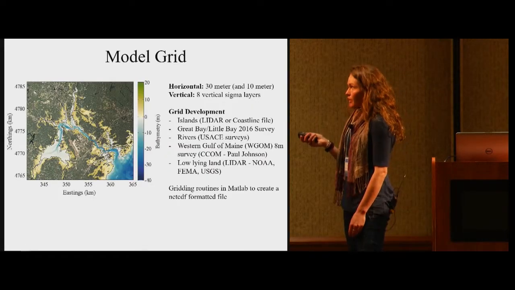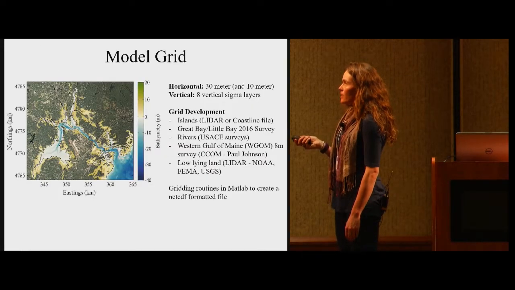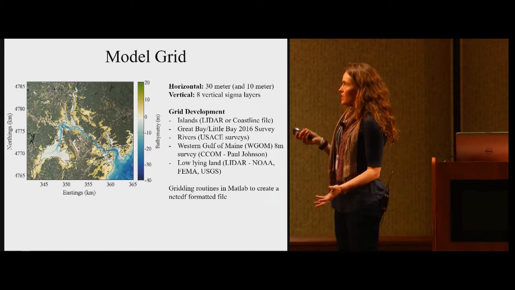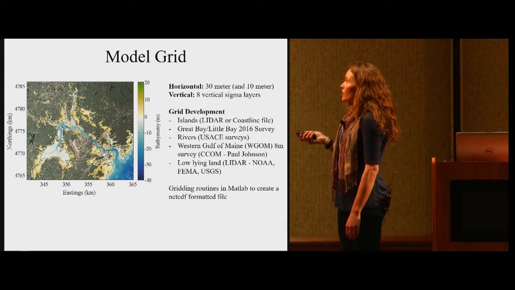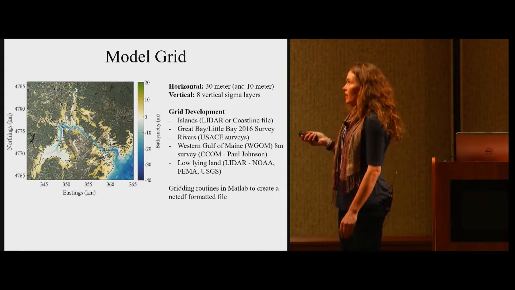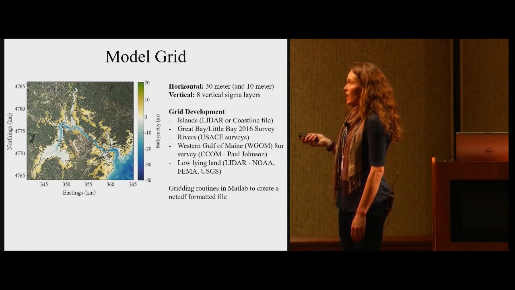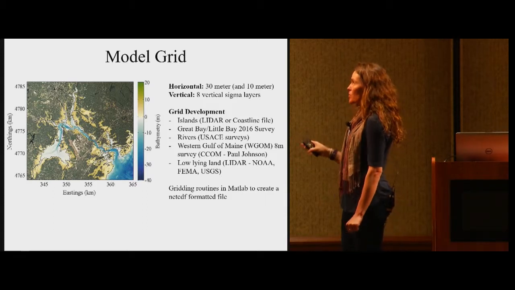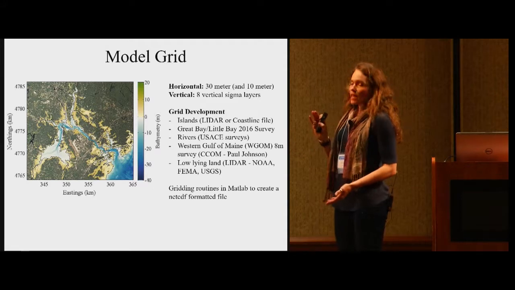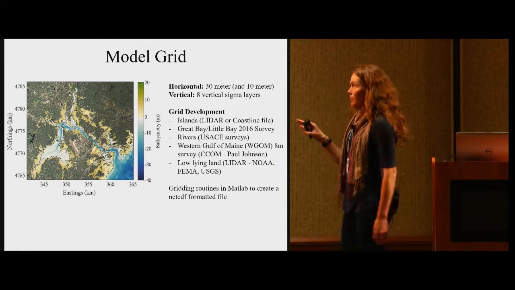So this is the model grid. I've made this in MATLAB. This visualization, I'm going to use a different program for the rest of the talk. It's gridded horizontally by 30 meters because that gives us some of the major features in the bay. We also have a 10-meter grid that we have running, but that's future work. It's gridded in 8 vertical levels, which are terrain following.